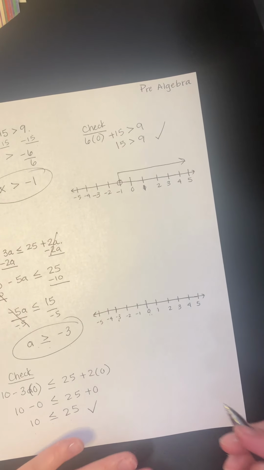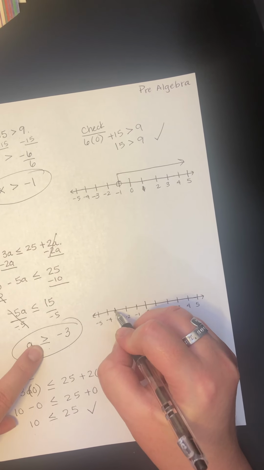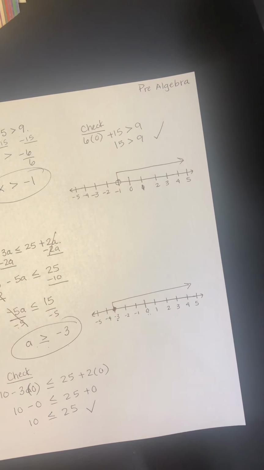We need to graph it on our number line. Find negative 3. We're going to have a closed circle because there's a line under our inequality, and our arrow is going to go to the right because it says a is greater than or equal to negative 3.